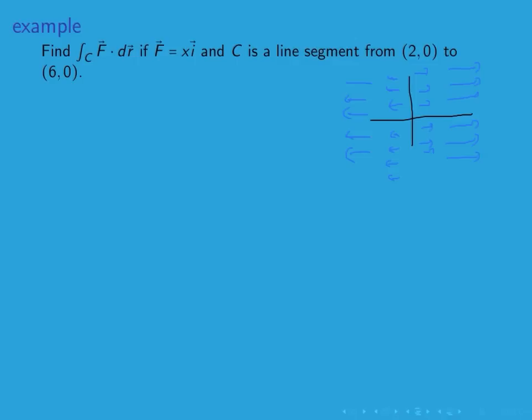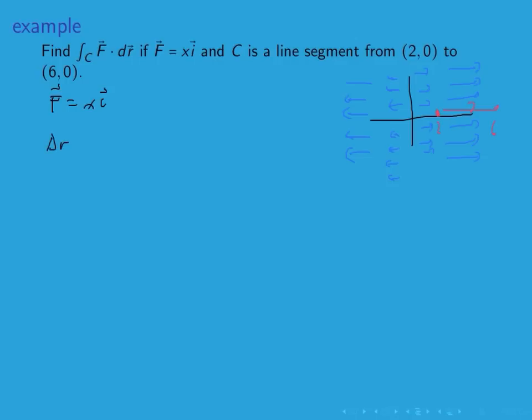And now the path that we're interested in goes from the point 2 to the point 6. So the path is going to go in that direction from 2, 0 to 6, 0. So our strategy is going to be the same as before. Notice that this time the vector field is not constant. The vector field is x times i, and x changes along this path, so it's not constant. So I'll just leave that alone.